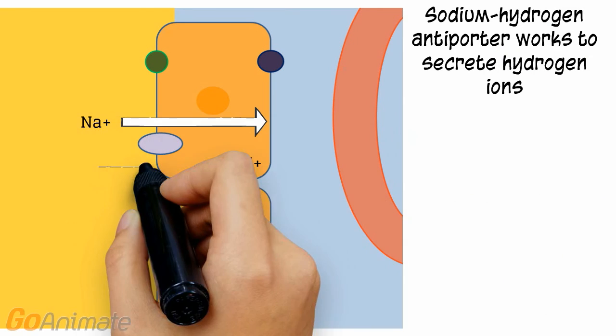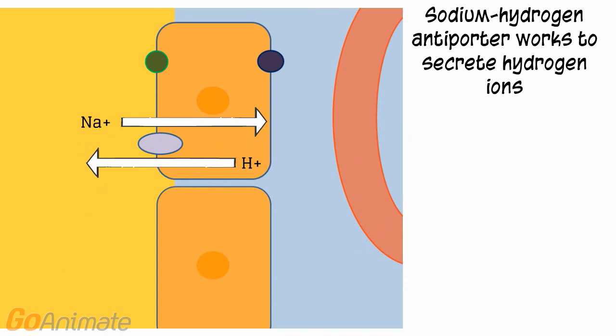Hydrogen ions from the blood are secreted by the sodium-hydrogen antiporter, which moves sodium in one direction while moving hydrogen ions in the other. The secretion of hydrogen ions works to balance blood pH.